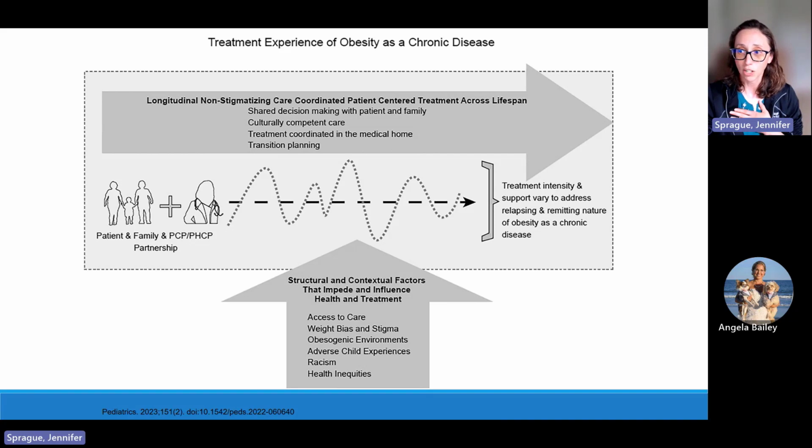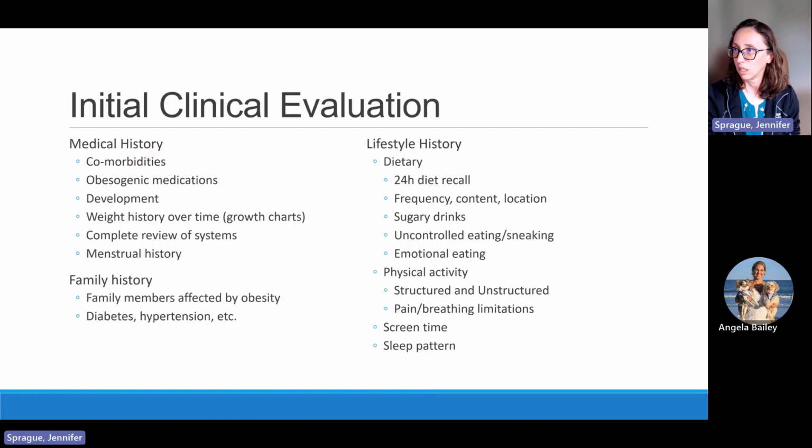We are dealing with the pediatric patients, but these patients are going to become adults, so they're going to need transition to adult care at some point. And then it addresses many of the structural and contextual factors that influence health and treatment. So access to care, biases, obesogenic environments. I didn't talk about adverse child experiences or ACEs, but those are also related to increased risk of obesity, racism, and health inequities.